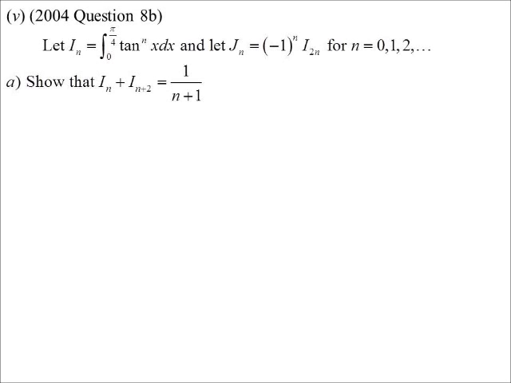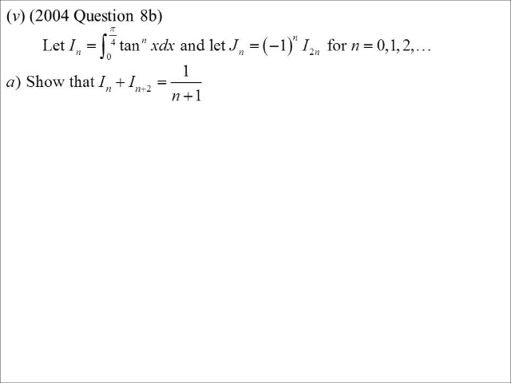So they've defined I_n to be this integral. So tan to the power of n, 0 to pi on 4. Then they've defined this other expression. J_n is going to be negative 1 to the power of n I_{2n}. And then you can start at 0 and just go through positive integers after that.